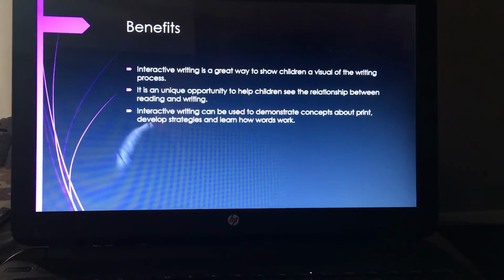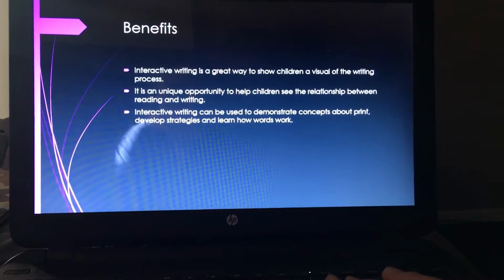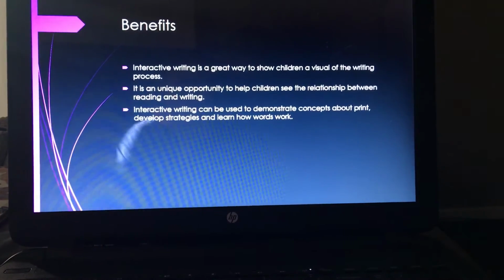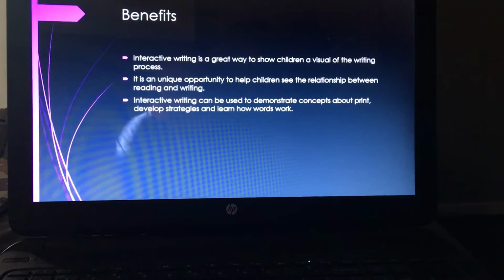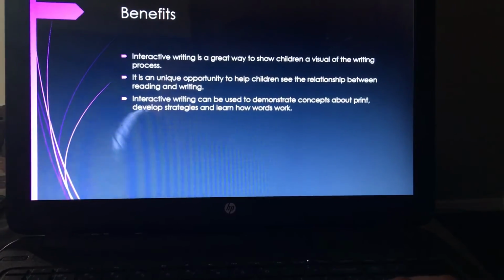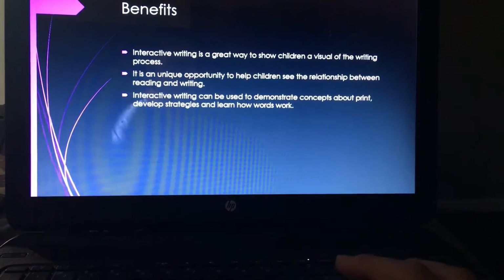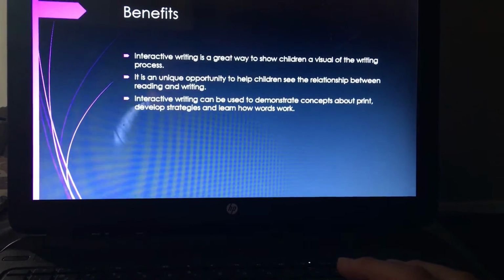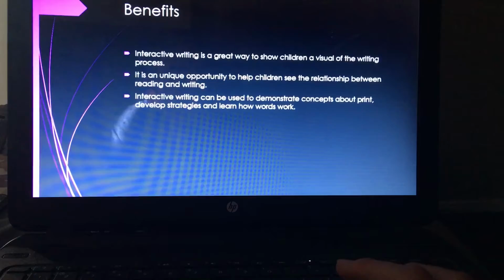It's a unique opportunity to help children see the relationship between reading and writing. So when doing interactive writing, once you get done writing the piece, you can have the students practice their reading skills on it. And that way it not only helps with their writing, it helps with their reading. I remember when I was in kindergarten, I had a teacher that would do interactive writing with us, and for homework, she would type up what we completed in class as the interactive writing assignment and send it home with us, and we had to read that to our parents, and so that helped us in reading.